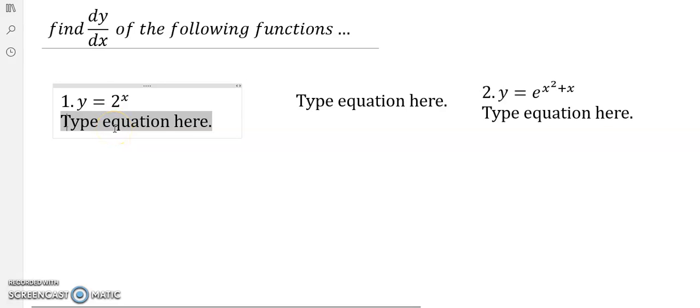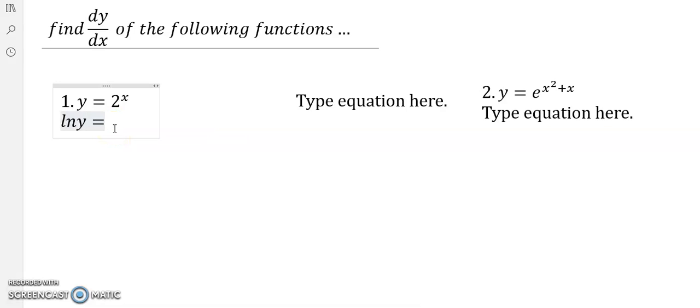Then we're gonna have ln of y equal to. The principle of logarithm allows us to bring the exponent x to the front. Then we're gonna have x ln of 2. Now we can derivate. However, to make our life easier, we're gonna break down the derivative of the left hand side and the derivative of the right hand side.